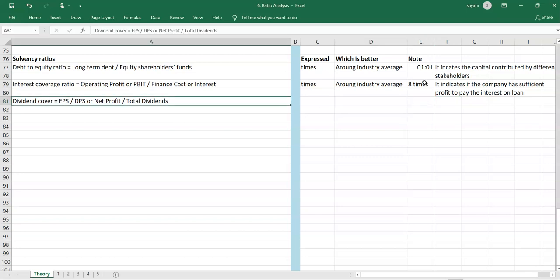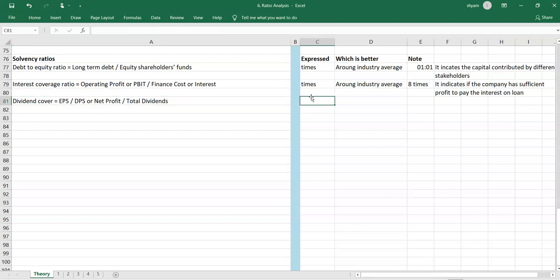So the last ratio that we have here is dividend cover. Dividend coverage is very similar to the interest coverage ratio, but the only difference is here we are trying to find out whether the company has enough profits to pay dividend. Okay, so again this also is expressed in times, and it should be around the industry average. So we do not have any ideal, but it indicates if the company has sufficient profit to pay equity dividend, right?